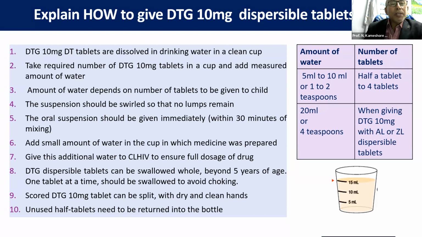The 8th step is that DTG dispersible tablet can be swallowed whole if the child is beyond 5 years of age, and 1 tablet at a time should be swallowed to avoid choking if more than 1 tablet is taken. Step 9 is that scored DTG 10 milligram tablet can be split with dry and clean hands. Unused half tablet needs to be returned to the bottle, which is the 10th step.